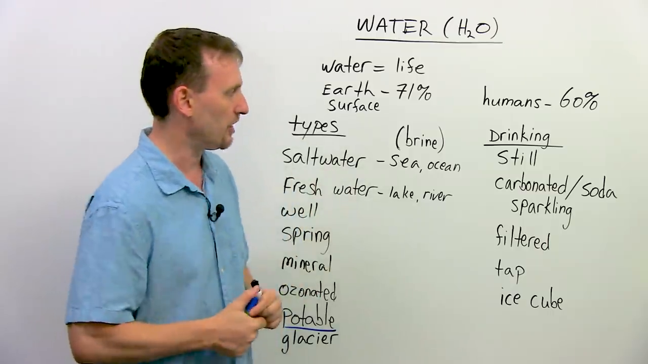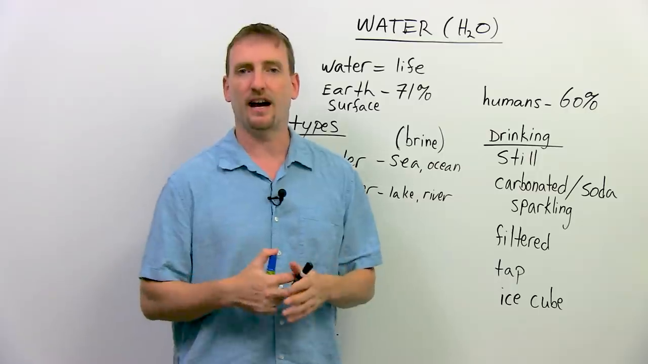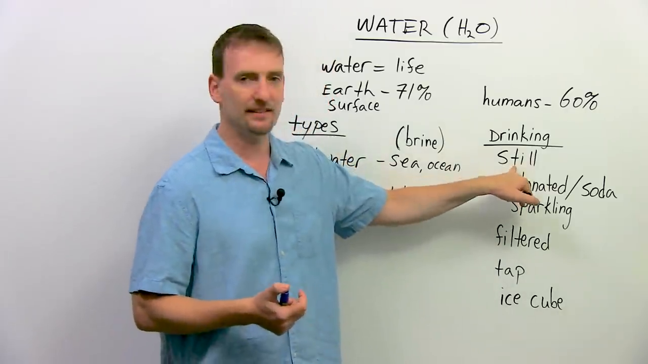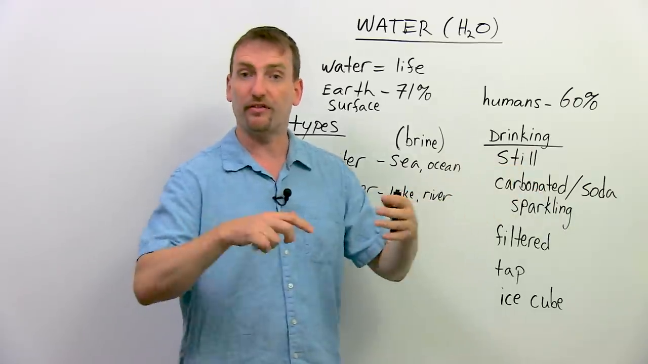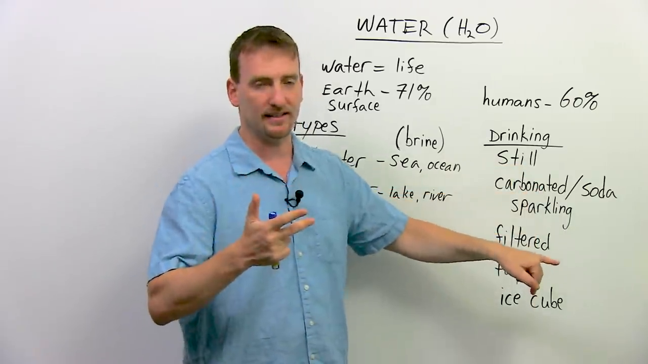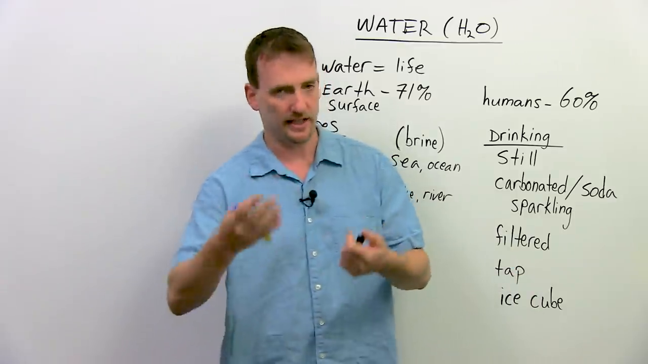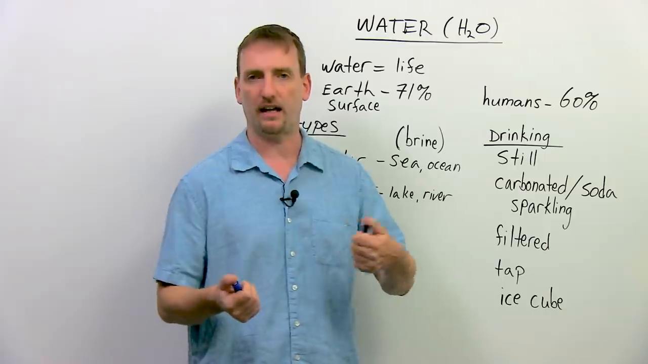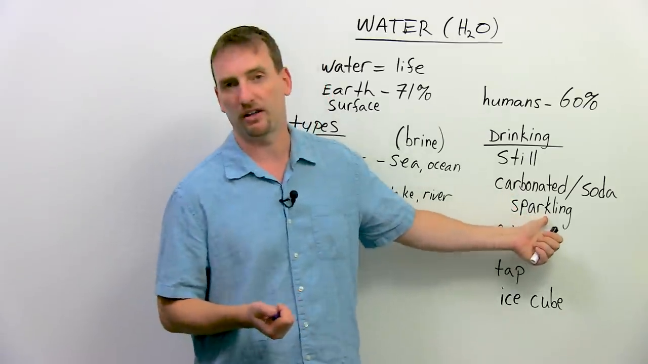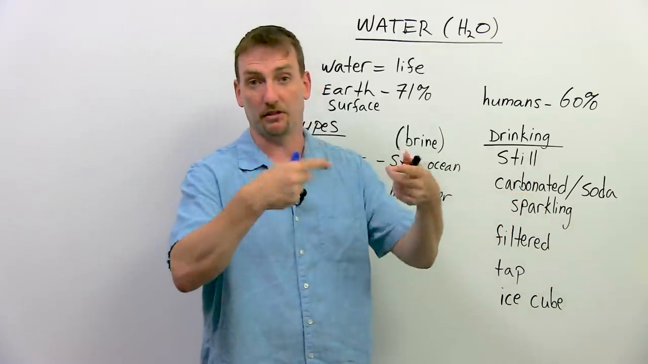Now, when you go to a restaurant or even at home, there are different types of water you can drink. Still water, this is just regular flat water, no bubbles. If you want bubbles, there are three ways to say it. And if you go to a restaurant, they will ask you, would you like some water? And you say, yes, please. And they'll say, okay, would you like still or carbonated? Or still or sparkling? So basically carbonated means there's carbon in it and it makes the bubbles.